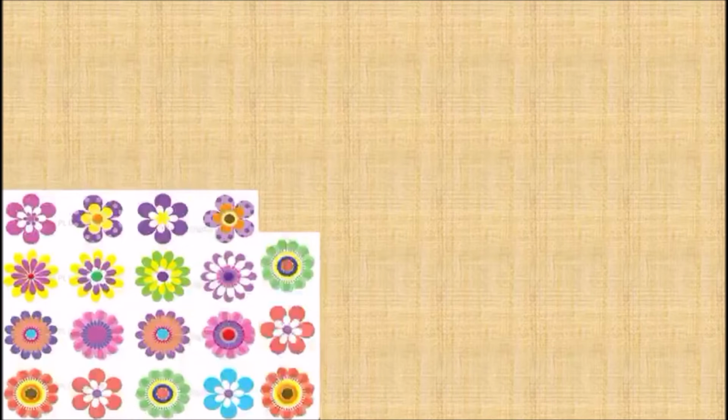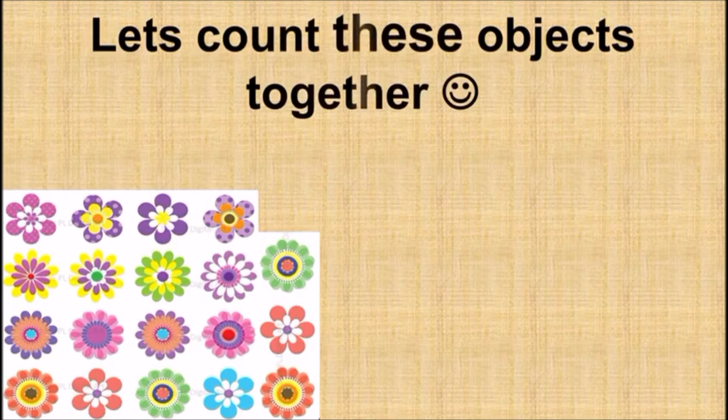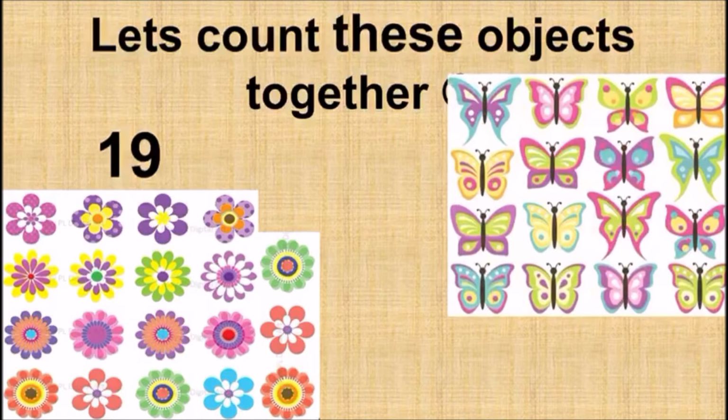Let's count these objects together. 1, 2, 3, 4, 5, 6, 7, 8, 9, 10, 11, 12, 13, 14, 15, 16, 17, 18, and 19. So these are 19 flowers.